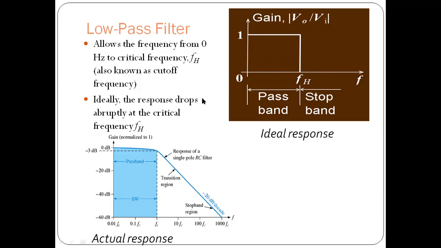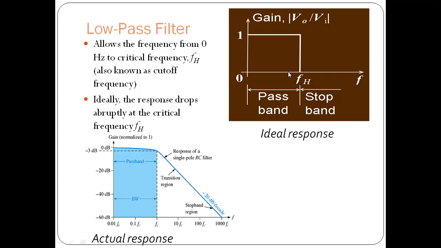So here we are going to observe the two characteristics. That is, if the filter is ideal, how it is going to produce the response, and if the filter is practical, then how it is going to produce the response. Here you can see the ideal response of the filter.